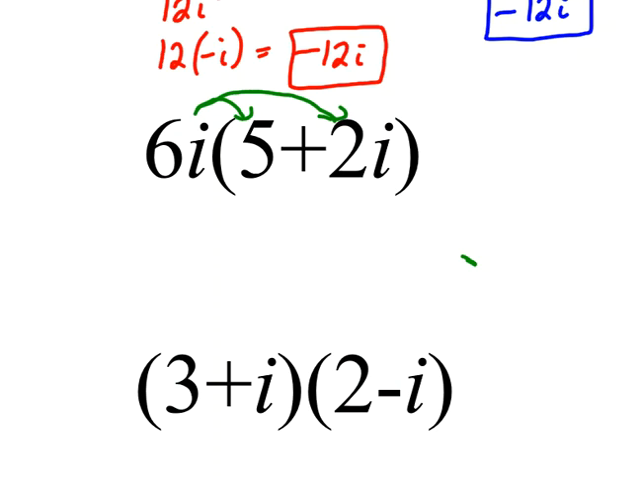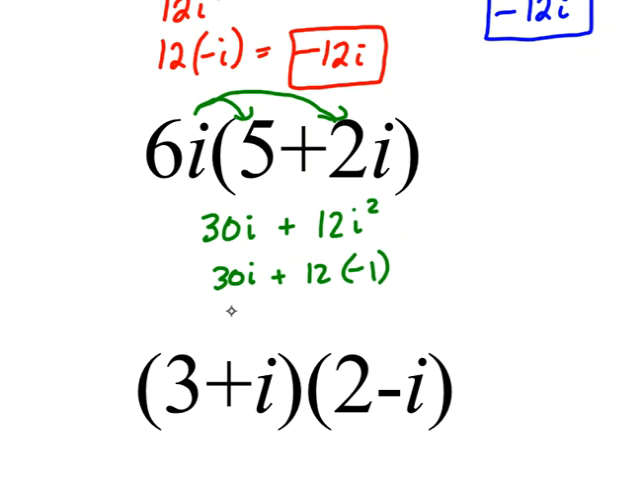So I'm going to distribute. I'll get 6i times 5 is 30i. And then 6i times 2i will be 12i squared. But wait, there's more. I need to replace that i squared with negative 1, which ends up as 30i minus 12.